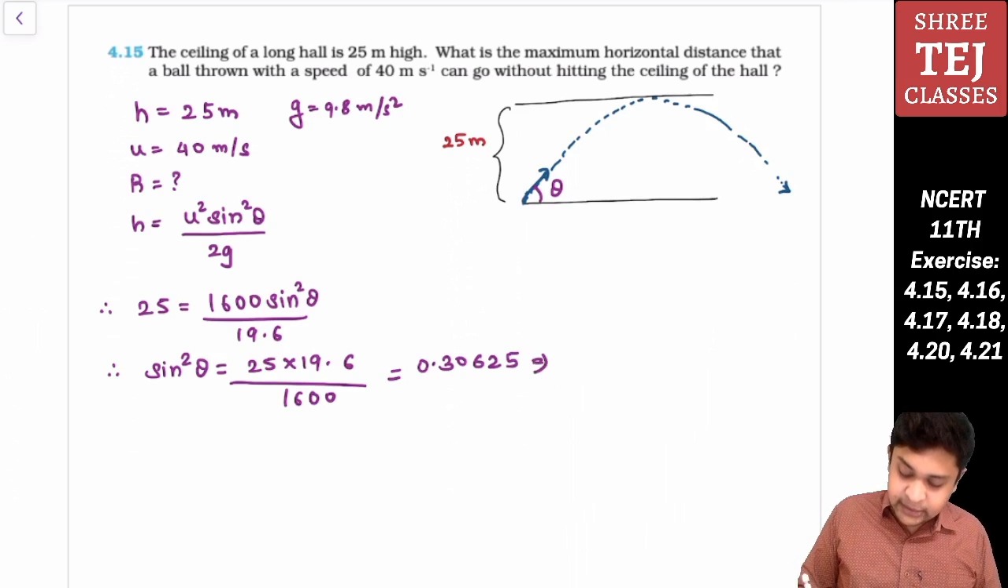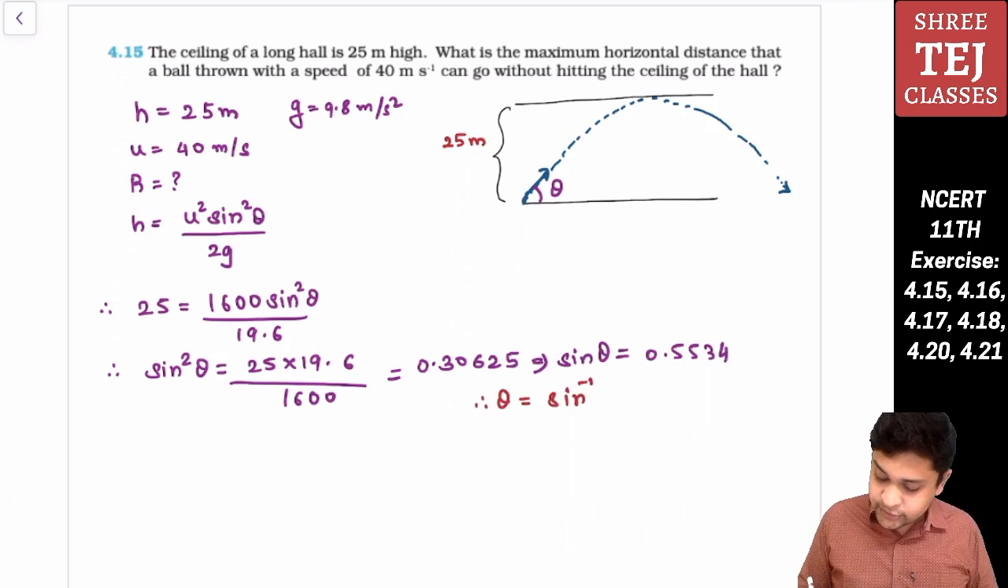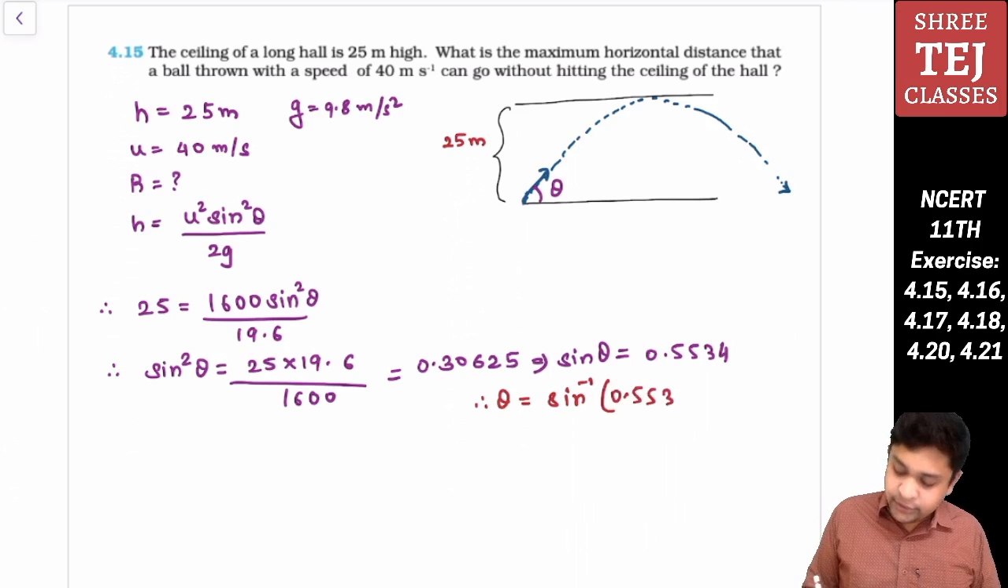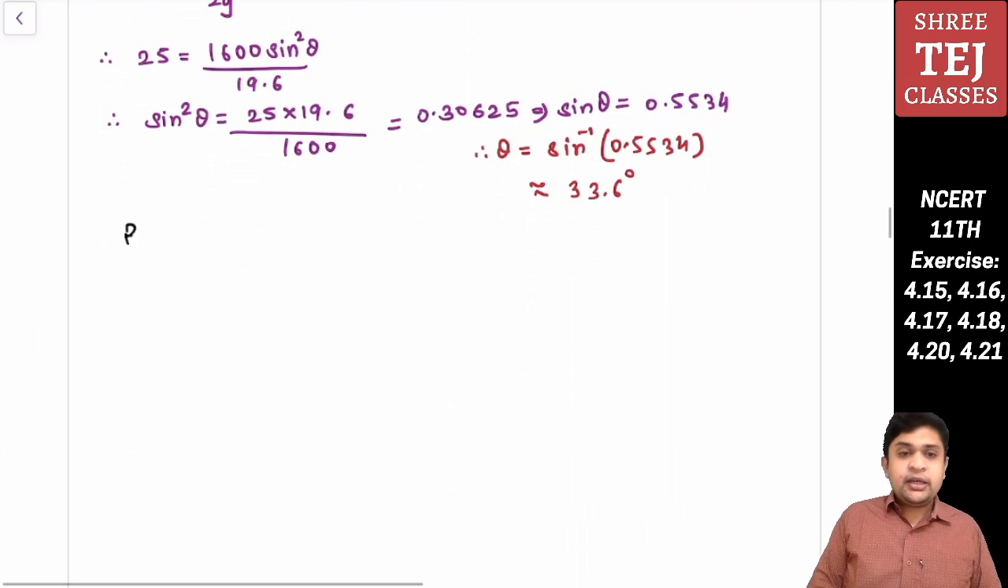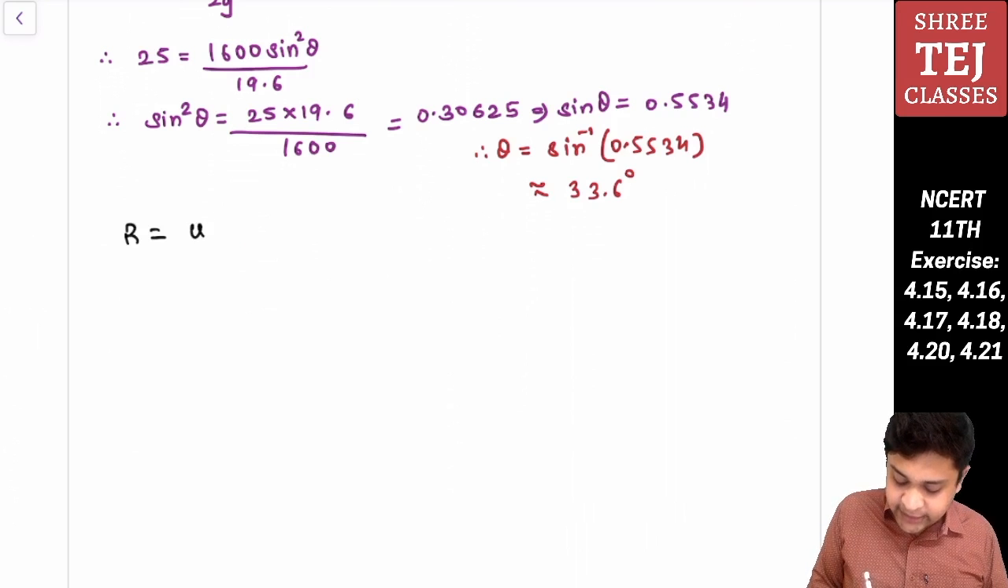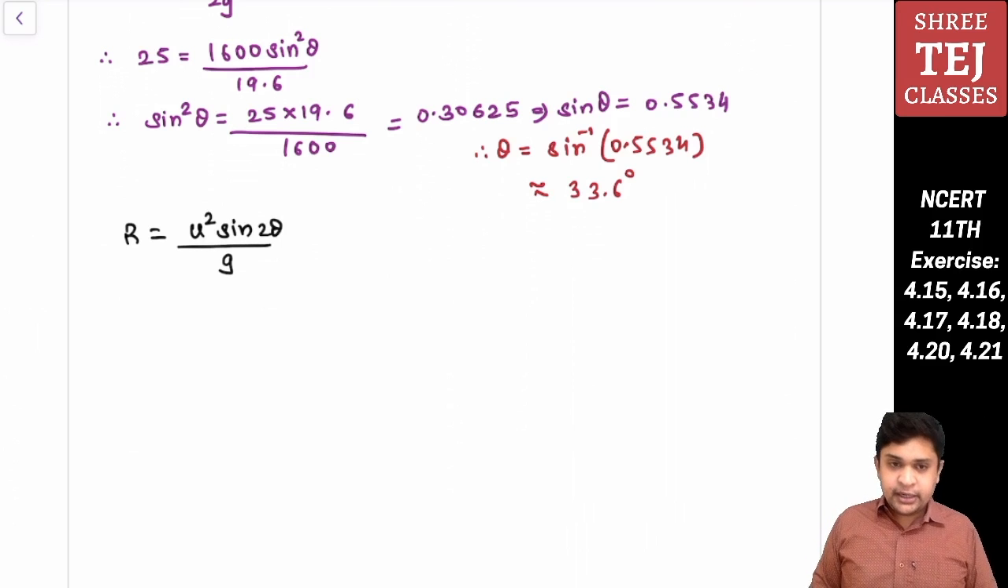Therefore, this would make sine theta equal to 0.5534. That would make theta equal to sine inverse of 0.5534, which is approximately 33.6 degrees. Okay, this is angle theta. Now, what is the range of a projectile? Range of a projectile R is given by u square sine 2 theta divided by g.